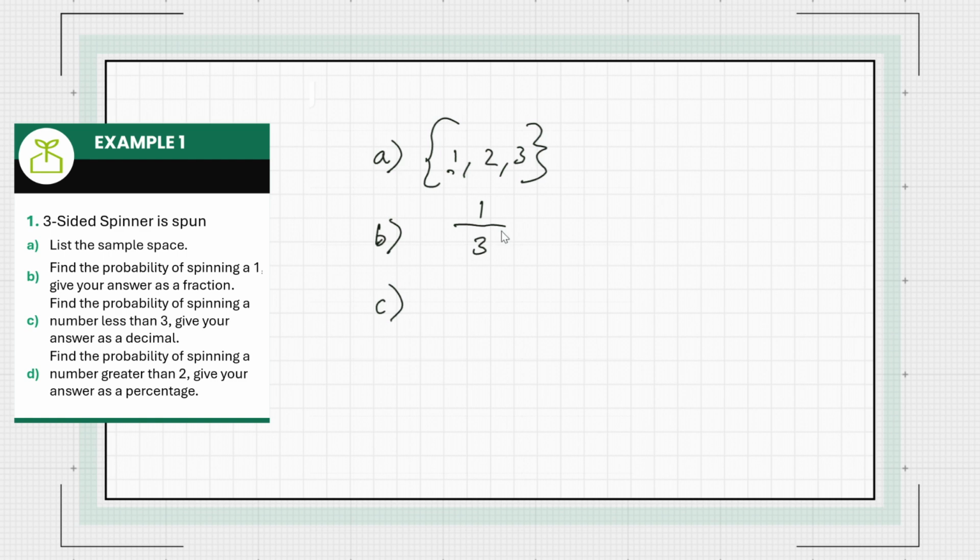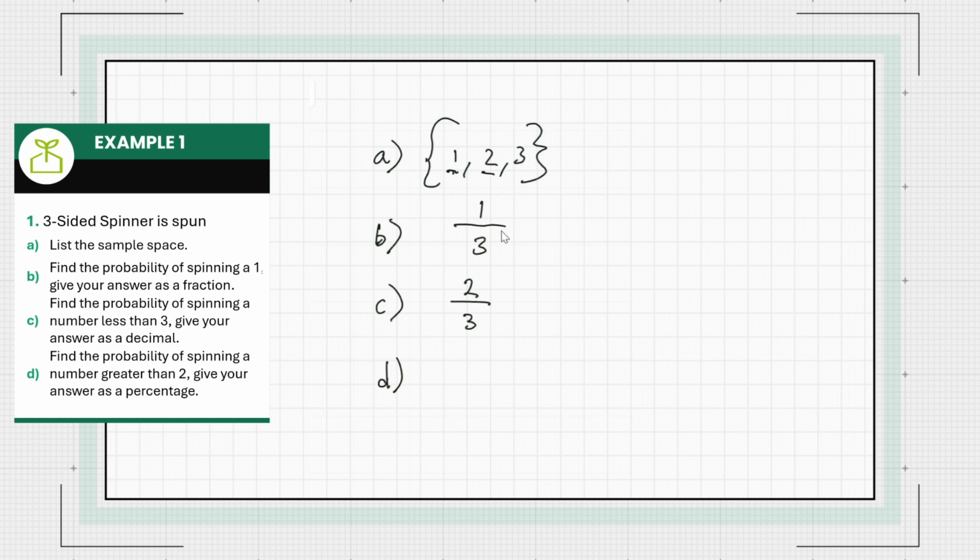Now, what is the probability of spinning a number less than 3? Well, how many favorable outcomes do we have that are less than 3? We have the 1 again and the 2. So there are 2 favorable outcomes out of a possible 3 outcomes. Okay?